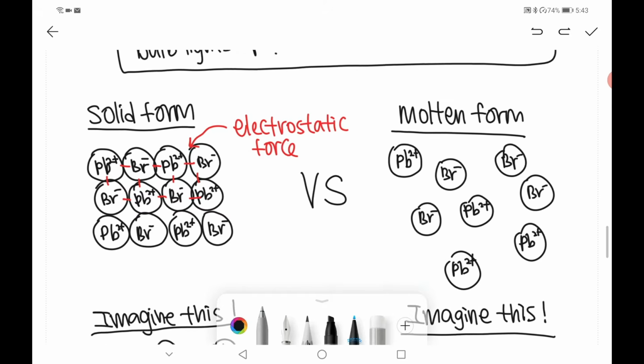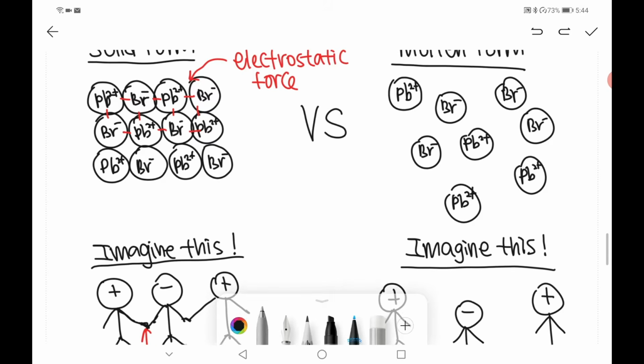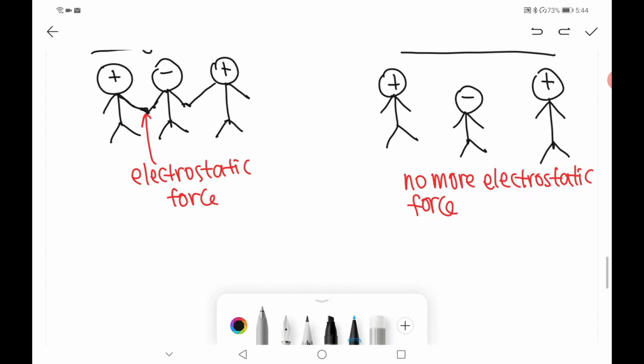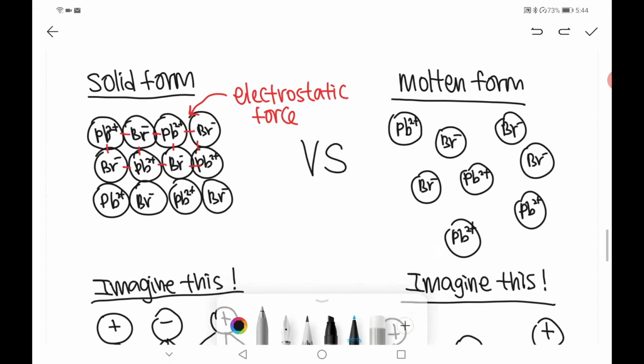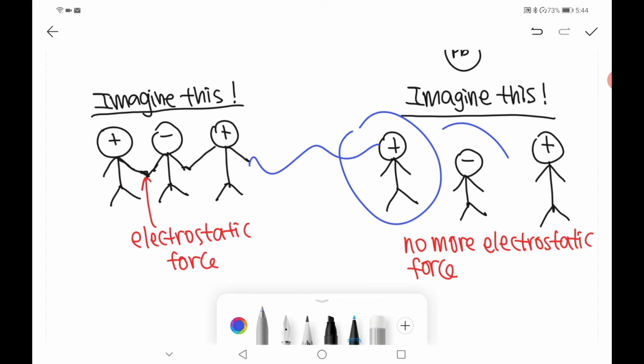So in solid form, all the ions arrange in a lattice structure and are attracted by electrostatic force, so the ions cannot move freely. But in molten form, we heat the substance. When we heat the substance, the electrostatic force is overcome, no more force. So all the ions are not pulled by any force anymore and can move freely. When the ions can move freely, they can conduct electricity already. You can see this ion can move, this ion can move, so they can conduct electricity.